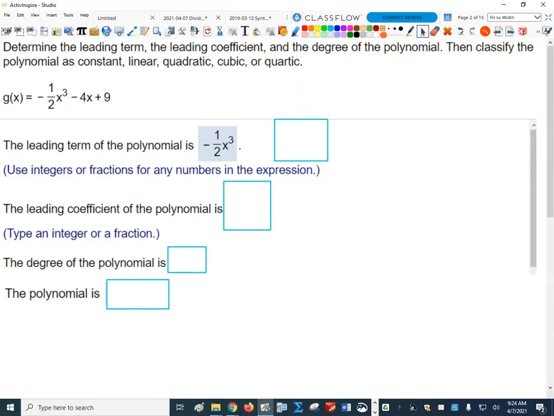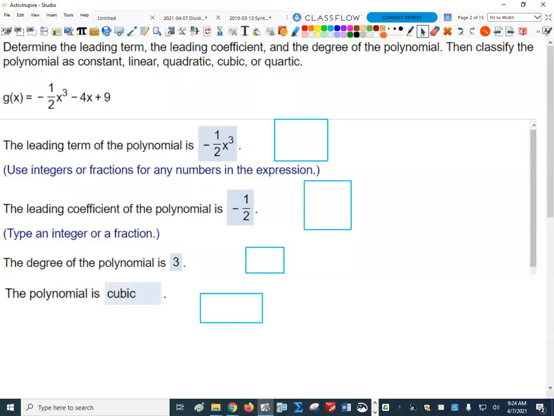It's the first term when it's written in standard form. The leading coefficient is negative 1/2, the degree is 3. And a quick reminder, if it's degree 3, what do we call that? Cubic. There you go. Good, if we want to be fancy. Is that a big deal? No, not really.